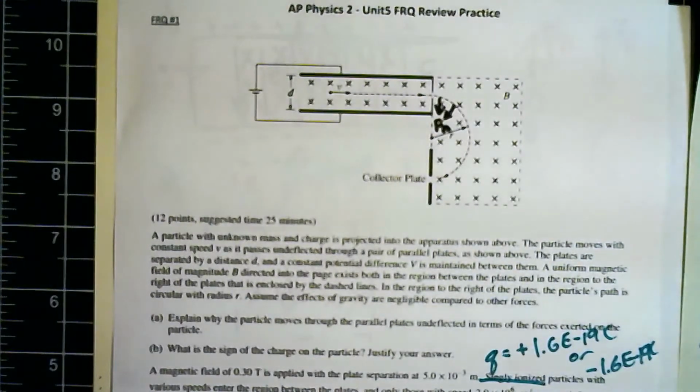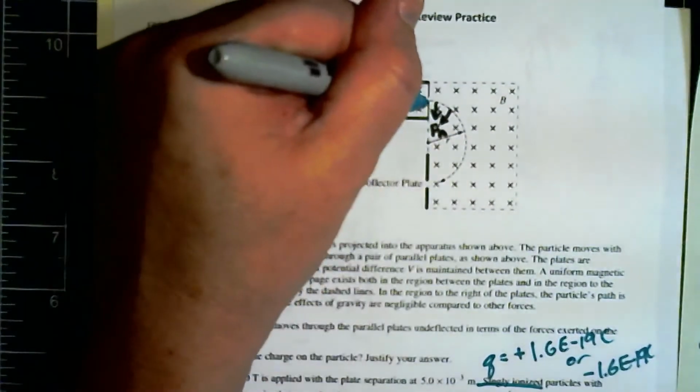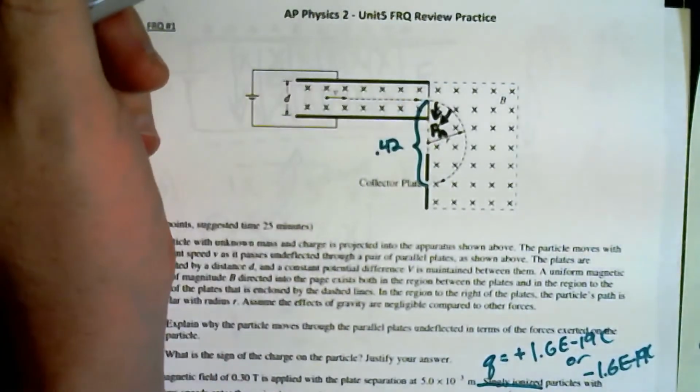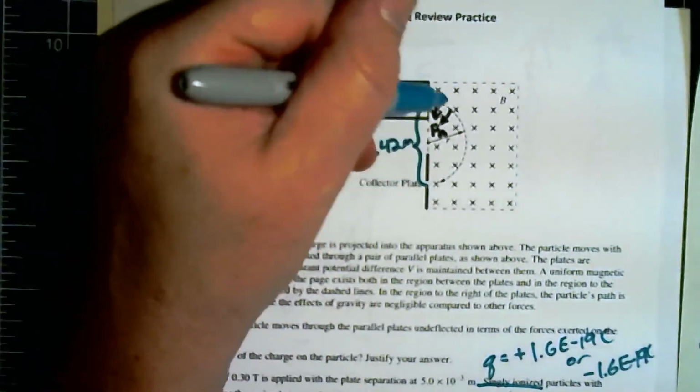All right, and so various speed particles are going to enter the region between the plates, and only the ones that have this particular speed are undeflected as they pass between the plates. These particles then reach the collector plate at a distance of 0.42 meters below the point at which they left the region. So that means that this distance here is 0.42 meters. So if this is the diameter, then the radius, which is important, is 0.21 meters.